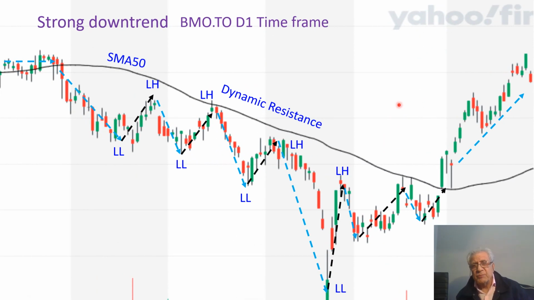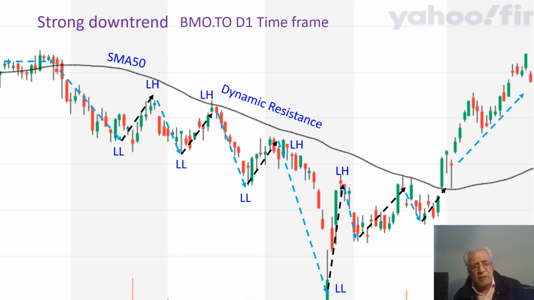This is Yahoo Finance BMO stock. I installed the SMA 50, the 50 days moving average, and this is a strong downtrend. And in a strong downtrend, usually the price is below the simple moving average, and this is considered as dynamic resistance.